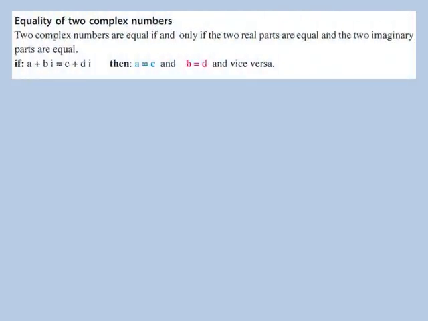Now we will learn more about complex numbers. Equality of two complex numbers. Two complex numbers are equal if and only if the two real parts are equal and the two imaginary parts are equal also. So if a plus bi equals c plus di, the real part here is a and here is c, so a equals c. Imaginary part b will equal imaginary part d, and vice versa.